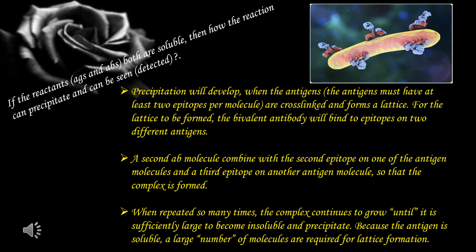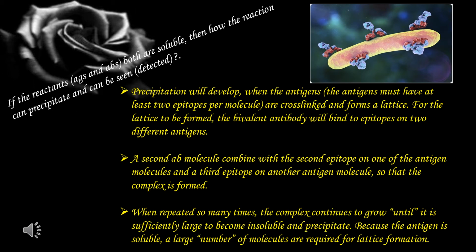A second antibody molecule combines with the second epitope on one of the antigen molecules, and now comes the third epitope. Another antigen molecule now joins this complex, and thereby it goes on to the fourth antigen, fifth, like that. So it goes on repeating several times, with a newly arriving antigen binding to the antibody. So the complex continues to grow.